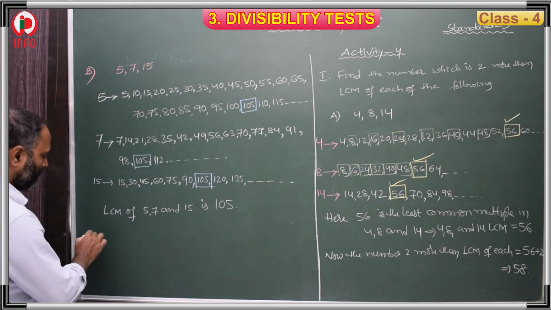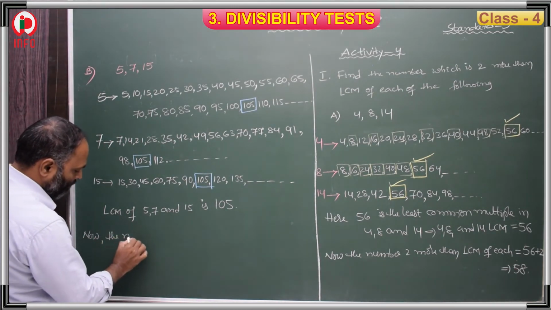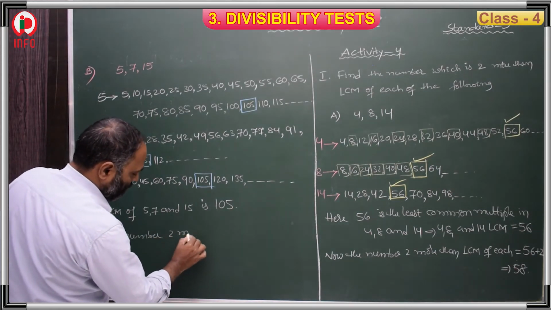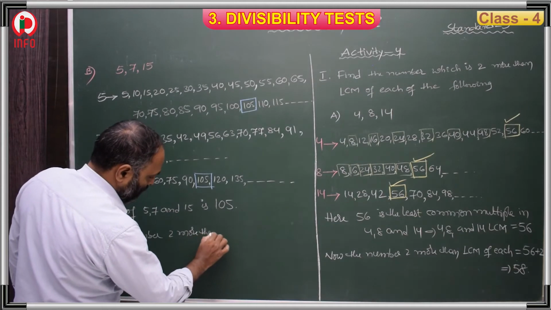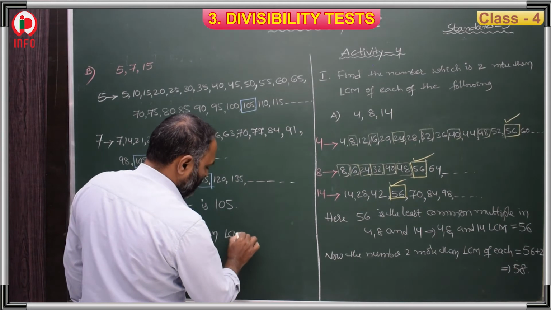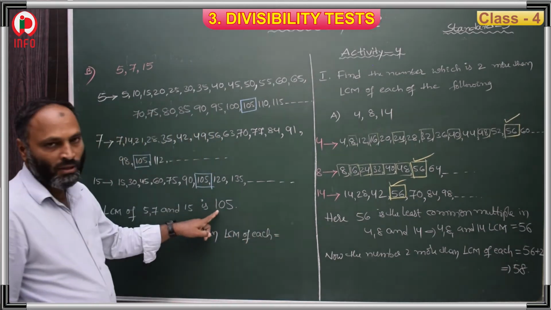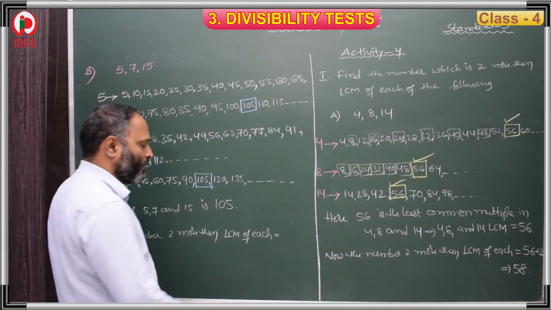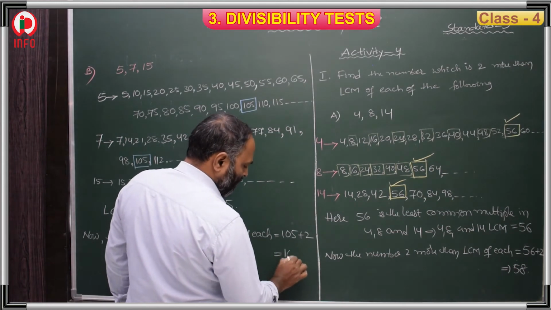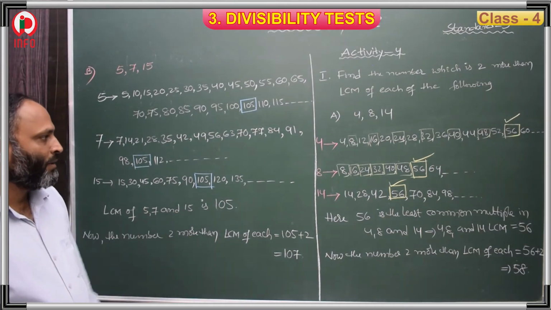Now the number 2 more than the LCM of each. Whatever the LCM is, we have to take it and add 2. 105 plus 2 is 107. 107.